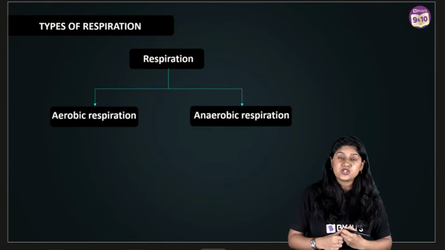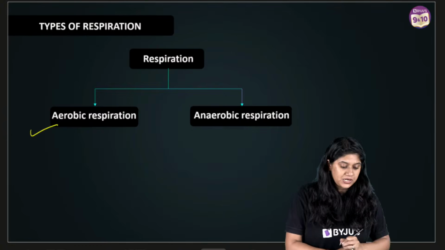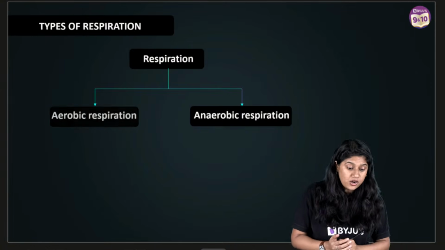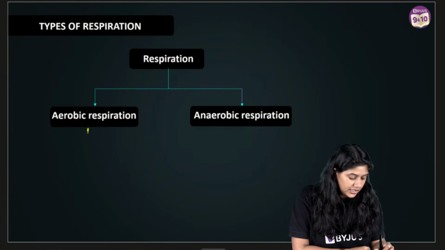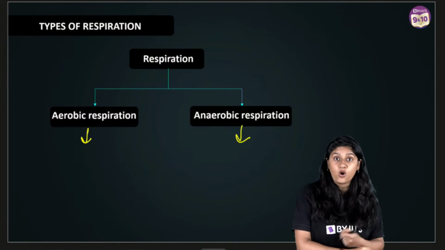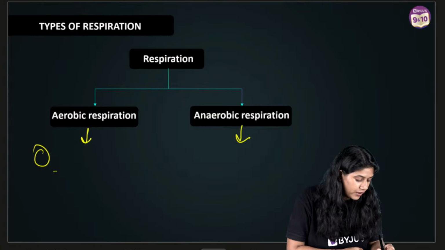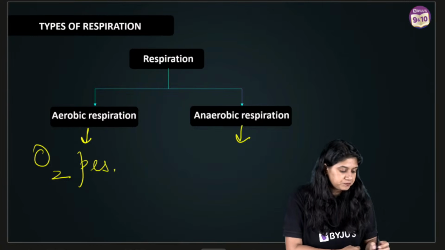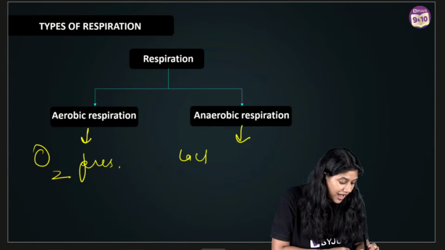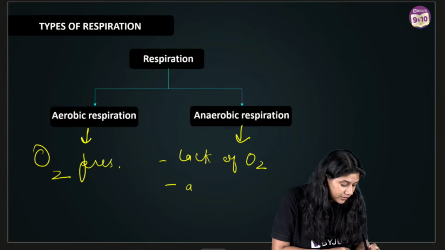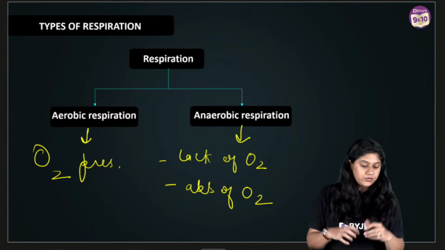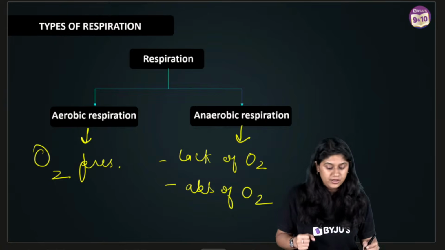Now, when we talk about respiration, it is of two major types: aerobic respiration and anaerobic respiration. Aerobic respiration is a respiration where, of course, oxygen is present. In anaerobic respiration, there is a lack of oxygen or absence of oxygen. So here, everyone, oxygen is present; it happens in the presence of oxygen, whereas this happens in the lack of oxygen or absence of oxygen. I'm sure you all will remember this.